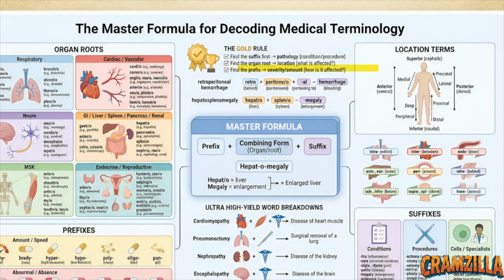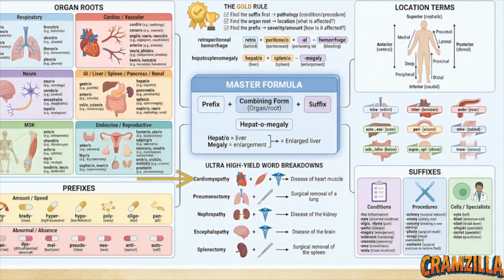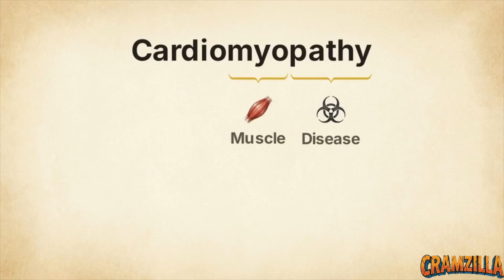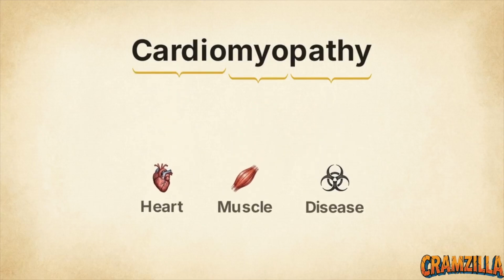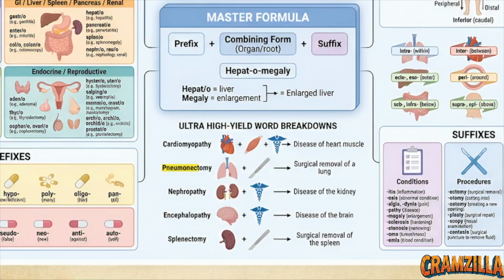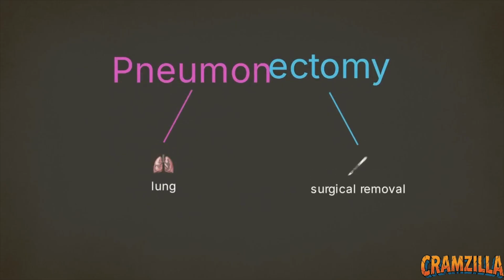We can apply the gold rule to the common terms in the ultra-high yield section, starting with cardiomyopathy. Reading in reverse, we isolate pathy, meaning disease. We link it to the secondary root myo, meaning muscle, and we locate it at the primary root cardio, the heart: heart muscle disease. We run the same sequence on a surgical procedure, like pneumonectomy. We identify the suffix ectomy, meaning surgical removal, and trace it back to the root pneumon, the lung: surgical removal of a lung.